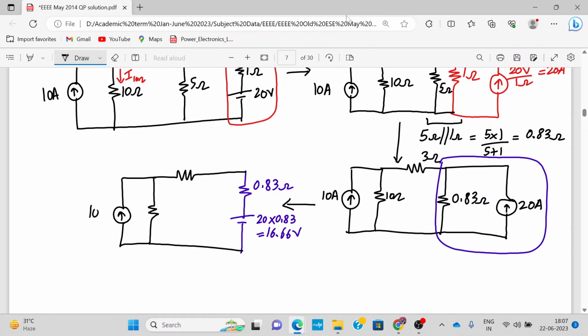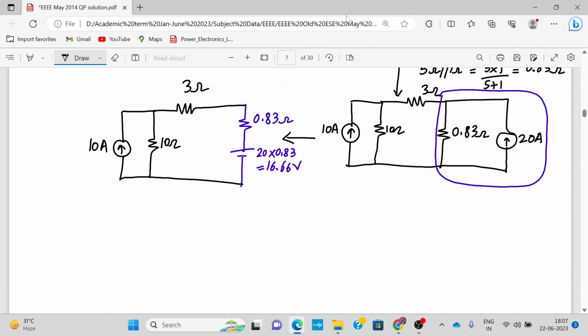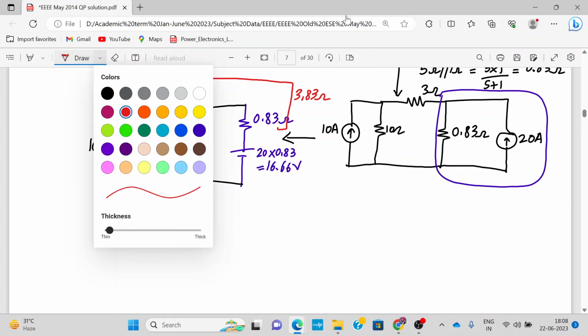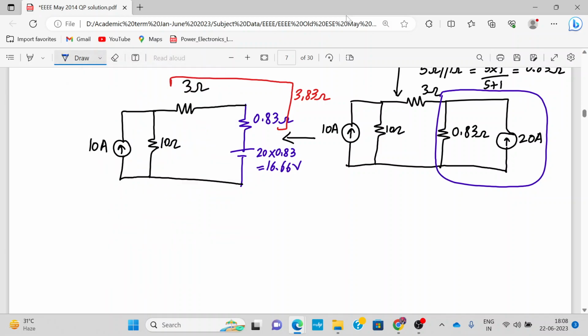Alright, so this is what we get, 3 ohm. As we know, this 3 and this 0.83 will be together, and we can call it 3.83 ohm. So instead of drawing it again, I'm directly converting this series resistance and this voltage source into a current source in parallel. I hope you follow. So this is the resistance 3.83. This is the current source.